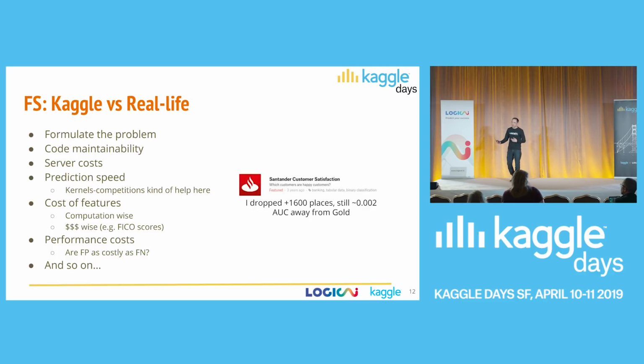Then comes the server cost, which is related to the prediction speed, the amount of hardware that you will need to run a more complex model. I talked already about the cost of the features. Some might be very expensive, like the FICO score and that kind of fintech information. It's very expensive to get. And if you find that you can build your model without those features, you can save a lot of money.